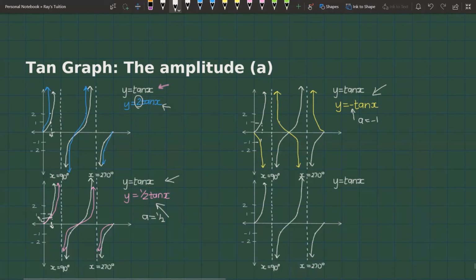Please pay careful attention because, unlike others, it doesn't have a minimum or maximum, so we have to pay attention to the slope of the graph to find out whether that has been changed. For more information on the tan graphs, please watch the other videos on the other parameters.